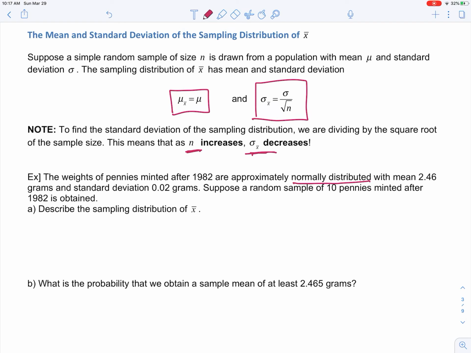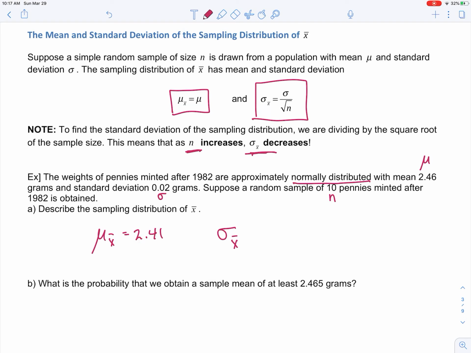The weights of pennies minted after 1982 are approximately normally distributed with a mean of 2.46 grams and a standard deviation of 0.02 grams. Suppose a random sample of 10 pennies minted after 1982 is obtained. Describe the sampling distribution of x bar. So anytime we're asked to describe a sampling distribution, we're being asked to provide these two values. You have to give both.